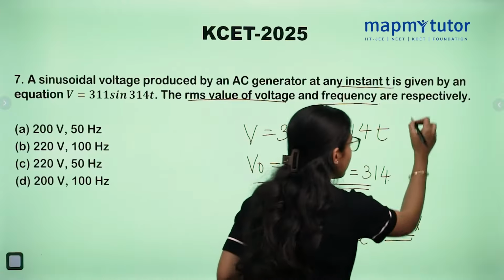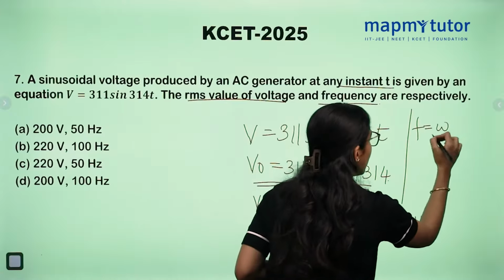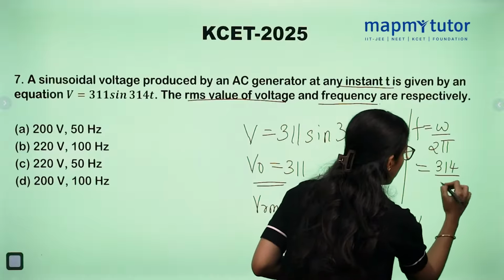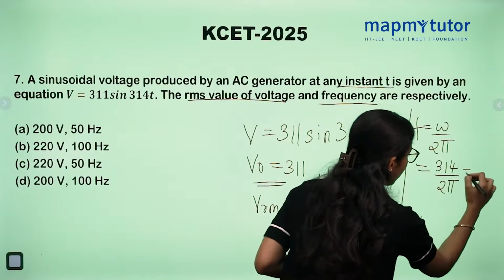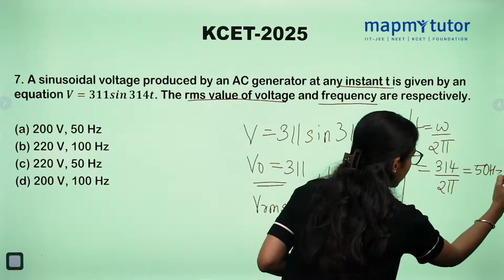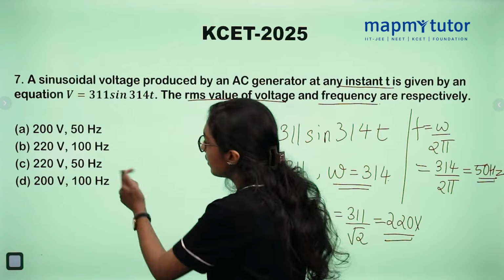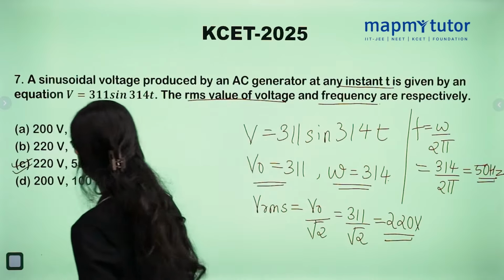Similarly, I'll do frequency. Omega by 2 pi, that is 314 by 2 pi. You will get 50 hertz. Do your calculations. Okay. So it will be 220 volts at 50 hertz. Option C is correct.